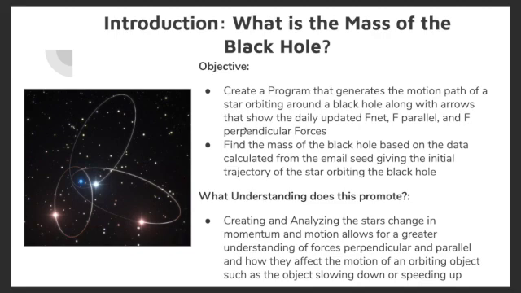As for our objective, we are supposed to create a program that generates the motion path of a star orbiting around a black hole, with arrows that show daily updated Fnet, F parallel, and F perpendicular forces based on FG, or gravitational force. At the end of the day, we need to find the mass of the black hole based on the data calculated from the email seed giving the initial trajectory of the star orbiting the black hole.